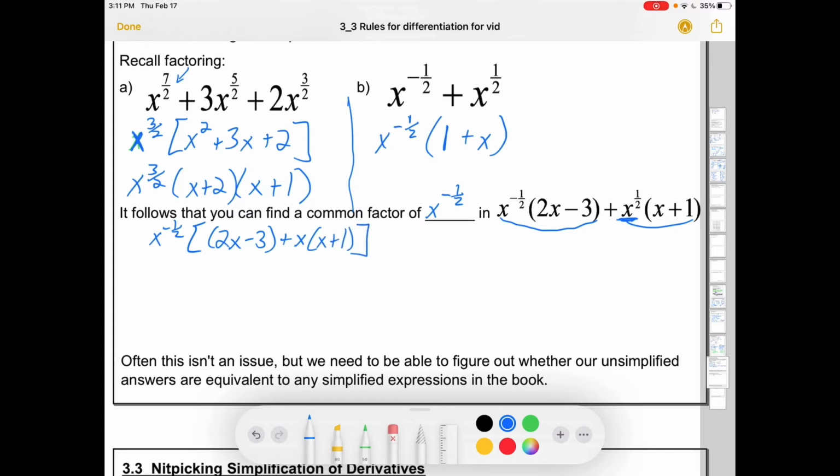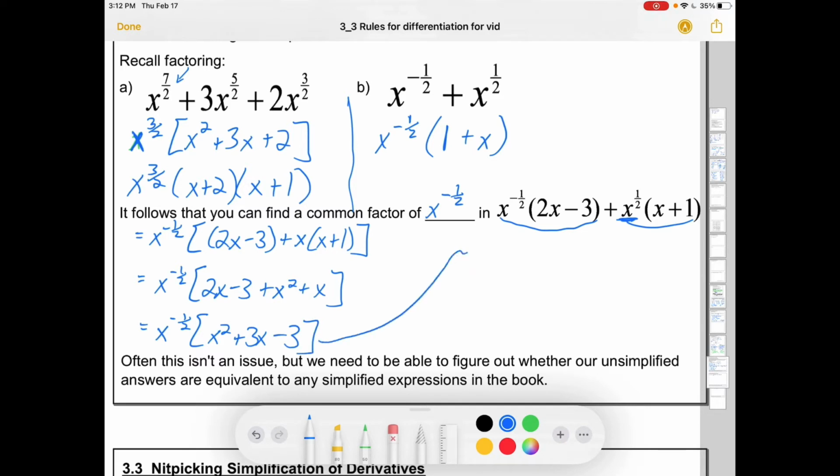I think in the other form, factoring it was going to be hard. Even putting it with a common denominator was probably going to be annoying. This is also going to help with making common denominators. So I'll have 2x minus 3 plus x squared plus x in these brackets, or x to the negative a half by x squared plus 3x minus 3, which is not factorable further.